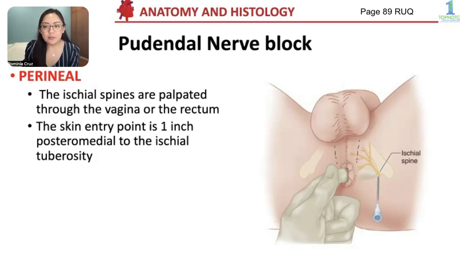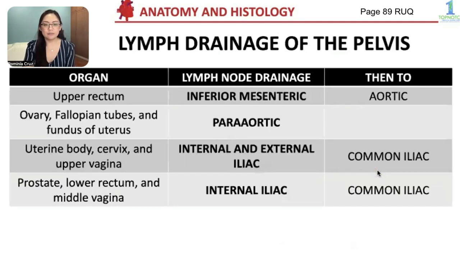The needle entry point is 1 inch posteromedial to the ischial tuberosity. And once punctured, it is then advanced until it reaches the ischial spines before injecting the local anesthetic to the sacrospinous ligament, medial and inferior to your ischial spines.